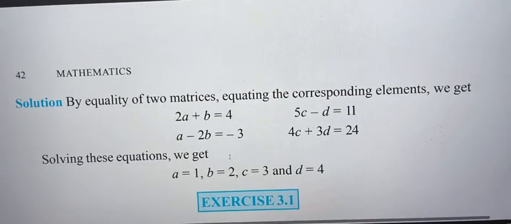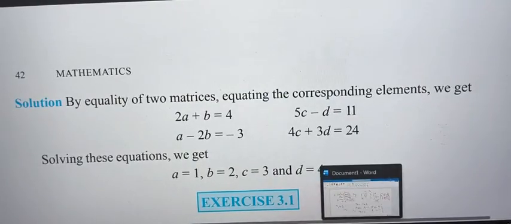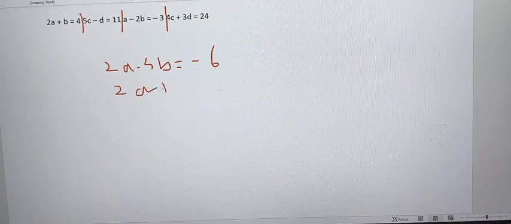So how can you solve this over here? You can multiply this equation with 2. Let me just write it down to solve it. Yeah, so over here you can multiply with this 2, then it will become 2A minus 4B is equal to minus 6. Then what is our first equation? 2A plus B will be equal to 4.